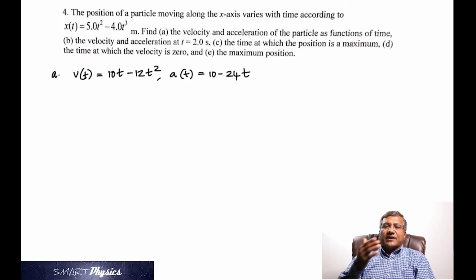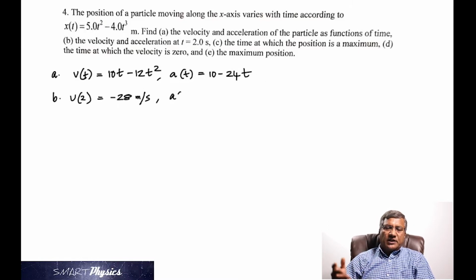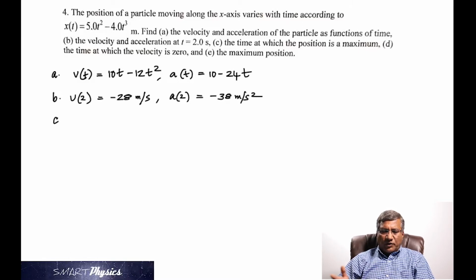So you get that, and then to get acceleration, once again you take dv by dt. So take the derivative of this, which gives us 10 minus 24t. That's how you find the velocity and acceleration as functions of time. And then the B part, we have to find the velocity and acceleration at t is equal to 2 seconds, which is really simple. Just substitute the time as 2 seconds in these equations. So velocity, you get it as negative 28 meters per second. And then when you plug in t as 2 seconds here, we get negative 38 meters per second squared.